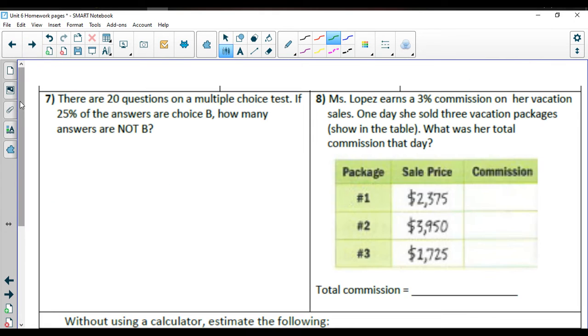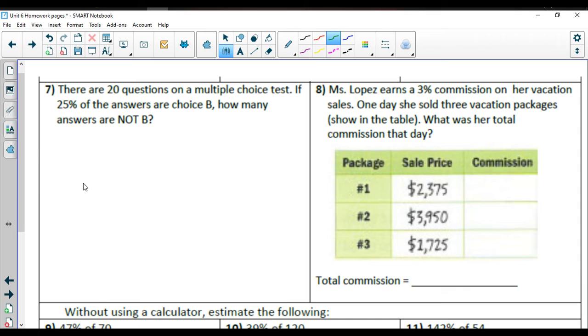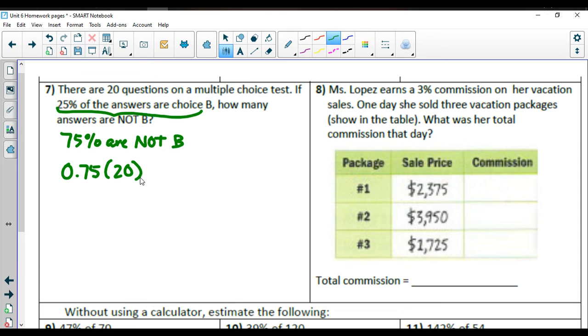For question number 7, it says there's 20 questions on the multiple choice test. If 25% of the answers are choice B, how many answers are not B? So 25% are B. There's kind of two ways of approaching this. That means that 75% are not answer choice B. So we want to find 75% of the 20 questions, and that's going to be 15 are not B.